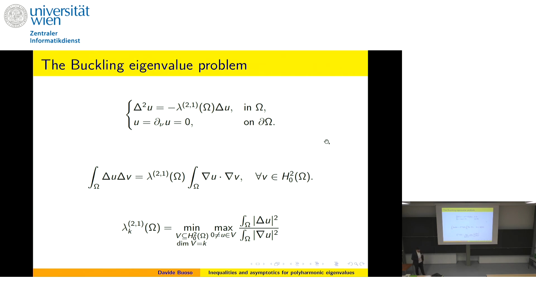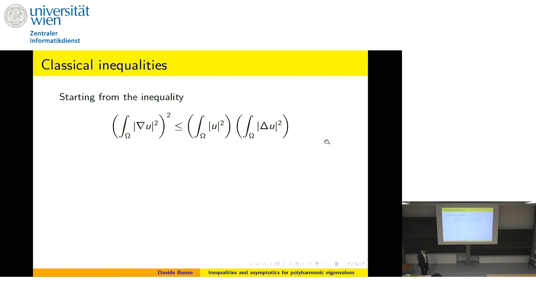So these are pretty classical. Say this buckling problem has been studied at least until the 20s. 20s, not 2020, but 1920. So it's very classical. And for this reason, there has been lots of work. And there are some very classical inequalities that were known at least to Szegő, maybe even before. And the most classical start from this inequality here that you see.